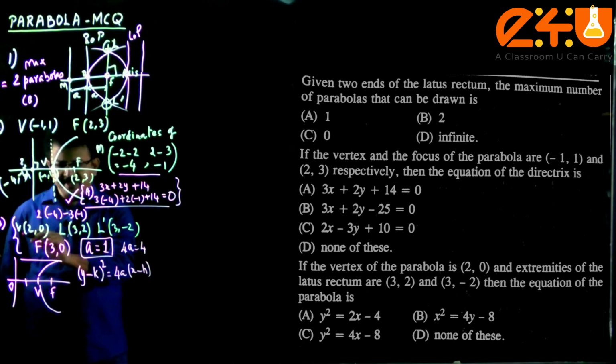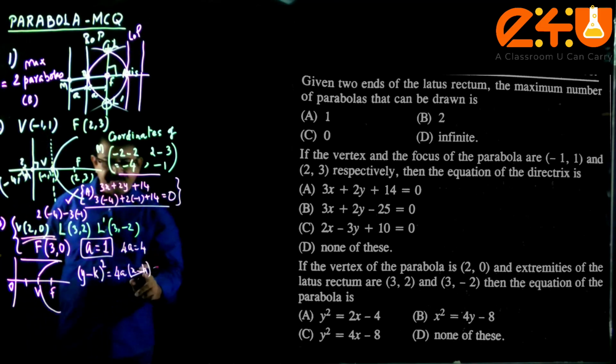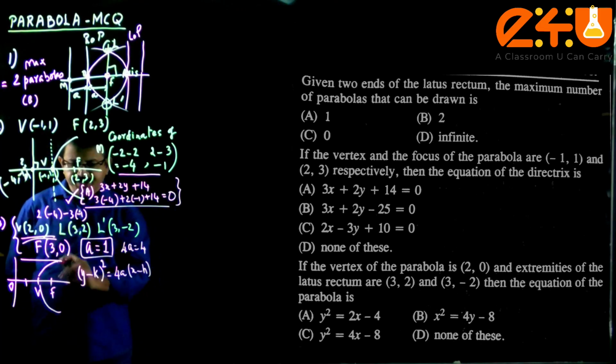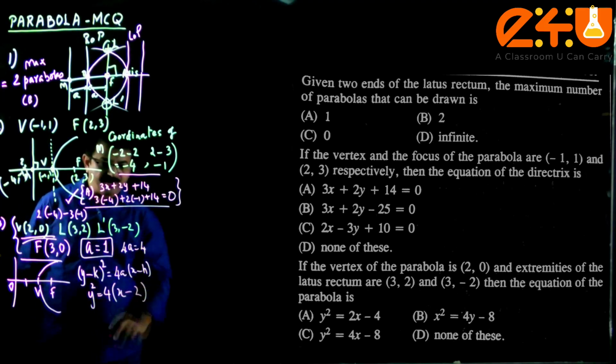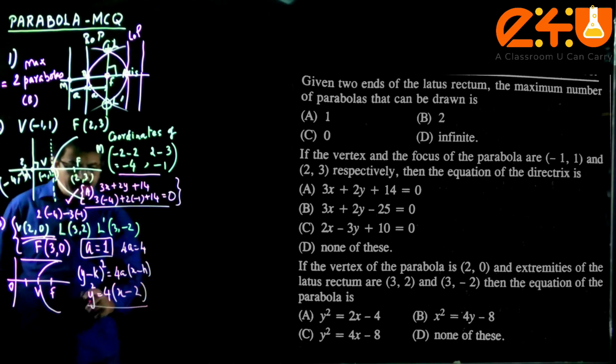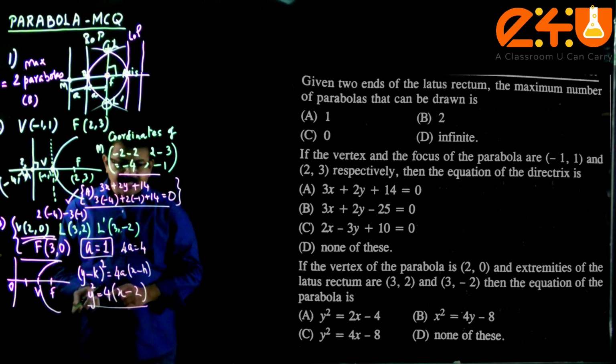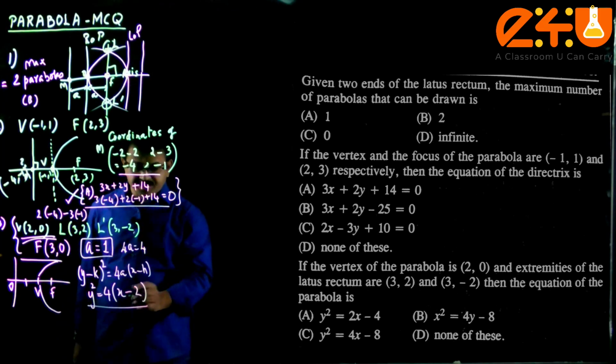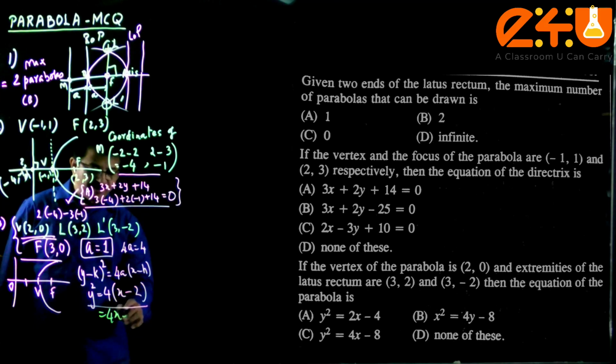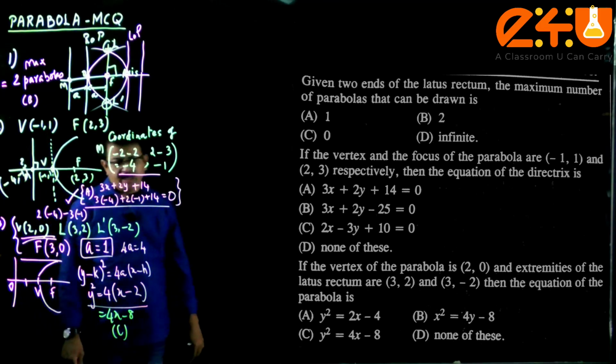Fine, let us substitute. What is the vertex? Vertex coordinates are h, k. So k is 0 only, so it is y square. 4a is equal to 4 only, I am stopping at 4. Okay. h value is the x coordinate of vertex, that is written as 4 times x minus 2. Well, now you can see what is the option that matches with y squared equal to 4 times x minus 2. Expanding it gives 4x minus 8, which matches with option C. Option C.